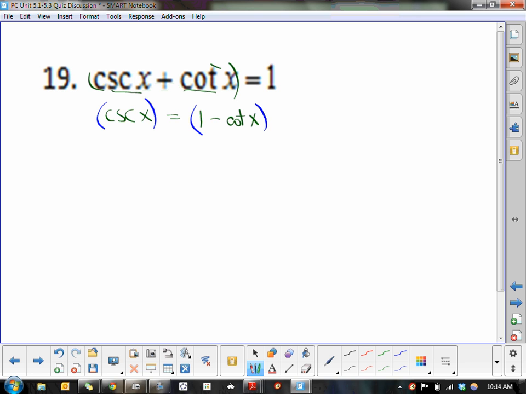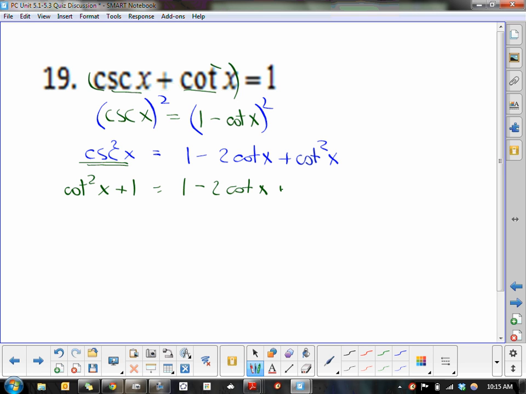So squaring both sides, this is going to create a Pythagorean identity, because we'll have a cosecant squared of x equals 1 minus 2 cotangent of x plus cotangent squared of x. Before I collect like terms, this cosecant squared of x is a trig identity of cotangent squared of x plus 1 equals 1 minus 2 cotangent of x plus cotangent squared of x. The ones will reduce, so I can subtract 1 from both sides. The cotangent squared will reduce, I can subtract cotangent squared from both sides.